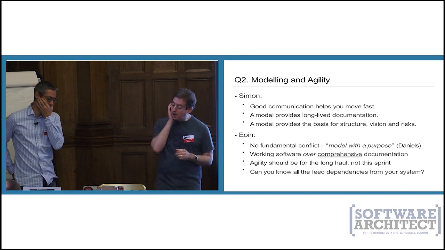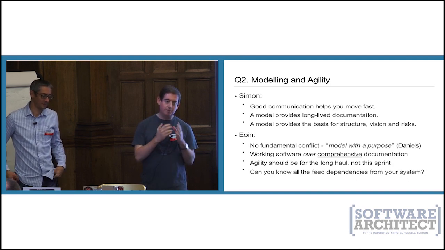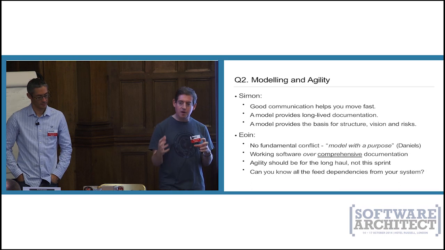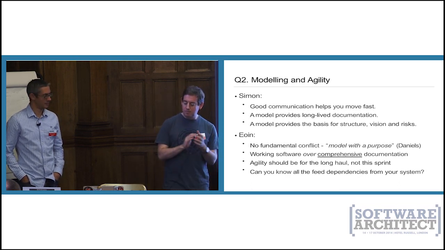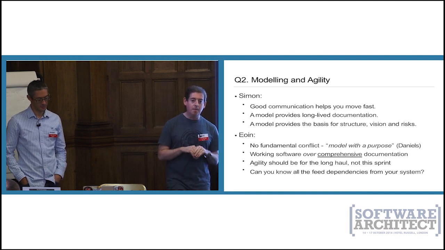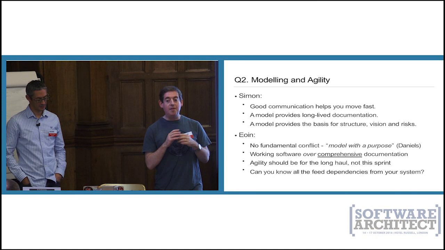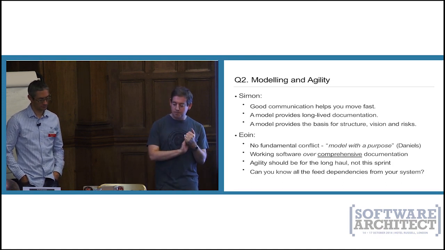John Daniels, who I suspect none of you have heard of, but who has been very influential in the UK software community, wrote one of the classic books on developing model systems. He's got this great phrase, which is "model with purpose." That's the catchphrase for it, and that sums it up for me. If you haven't got a purpose or an audience for a model, don't create one.